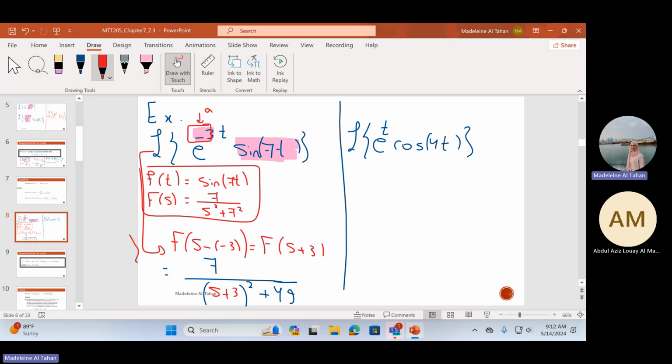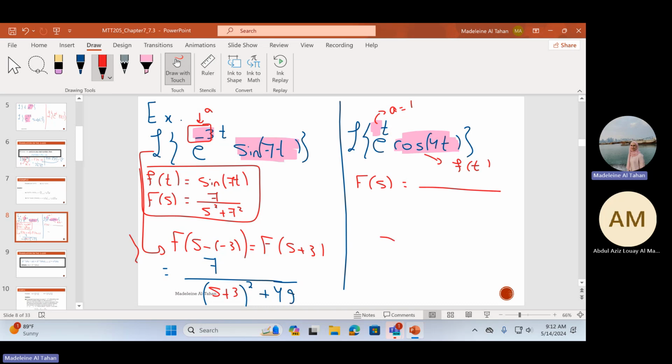Okay, the second one, what's our f of t and what's our a? So what will we highlight? We'll highlight what we have here. Who will tell us what's our f of t? Cosine 4t. So this one is f. And what's our a? a is 1. Okay, what's our F of s? For cosine 4t, k here is 4.